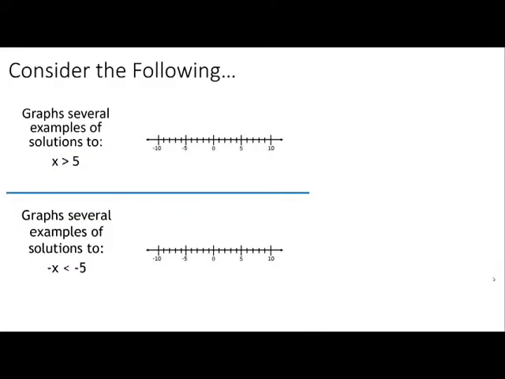So what I'm going to do is go ahead and put up a set of number lines for you. And for each of those number lines, we have an algebraic inequality. This one says x is greater than 5. This one says negative x is less than negative 5. And for our purposes today, we're going to say that the domain for x, or the possible values for x, can be any real number.